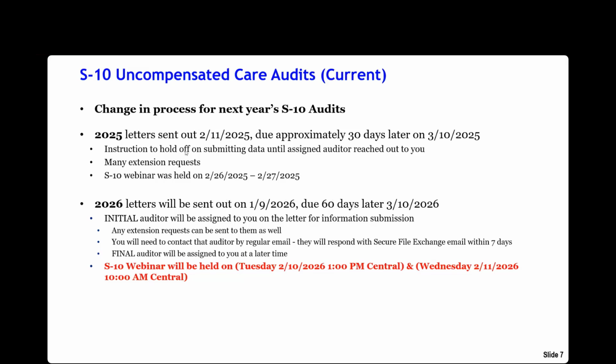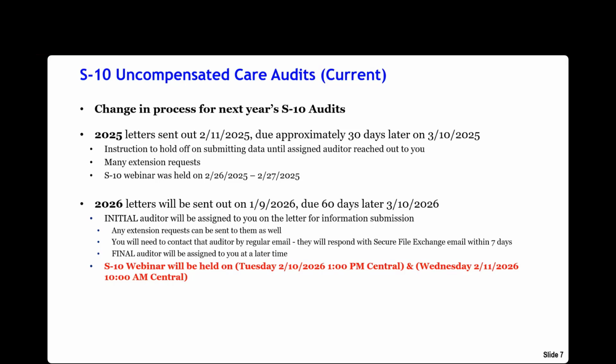The other big thing, this is hopefully going to be a beneficial change to all parties. Up till this year, up till this next year, I should say, there was an instruction in the letter to hold off on submitting data until the assigned auditor reached out to you.